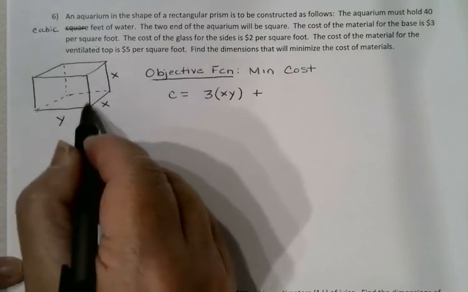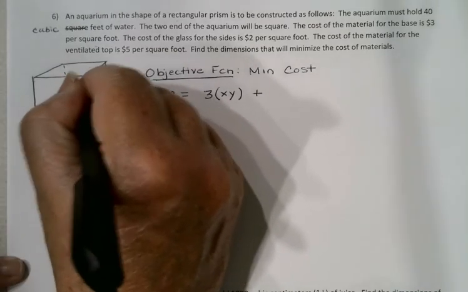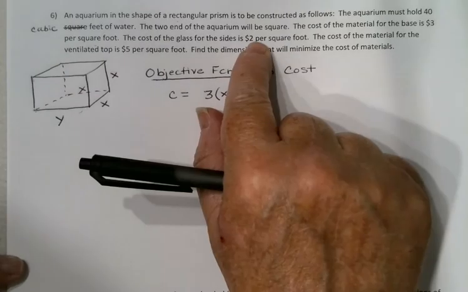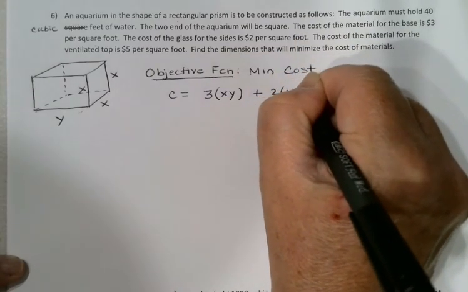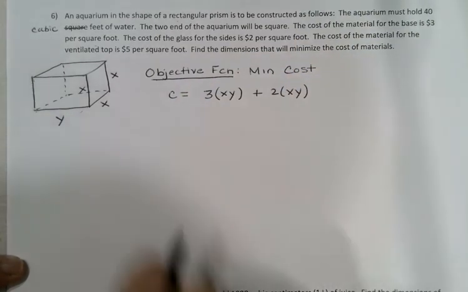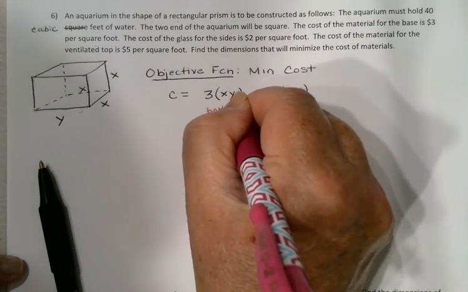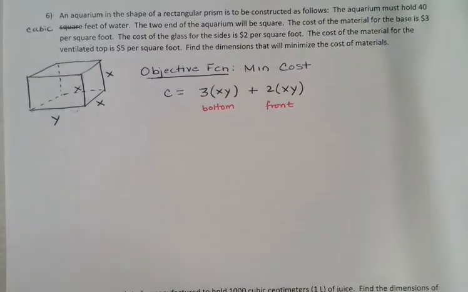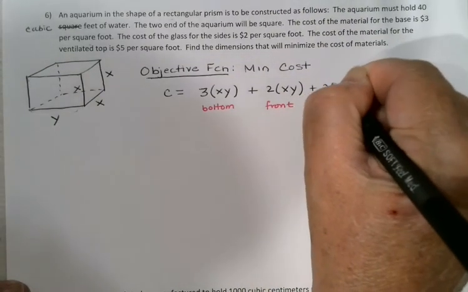The glass in the front would be x by y, and that glass costs $2 a square foot, so 2 times xy. So let's just keep track here. This is the bottom, this is the front, and then the back would be exactly the same, right? So another 2 times xy.